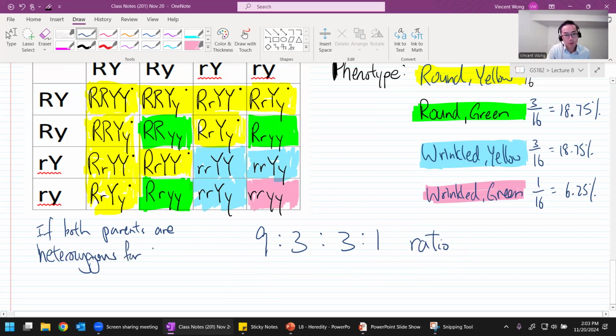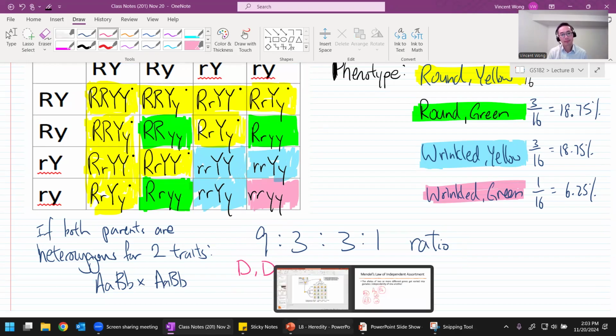For two traits. So if they're big A, big B, small b, then always 9 out of 16 of them would be dominant for both traits.